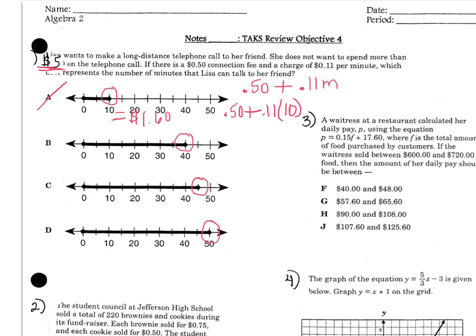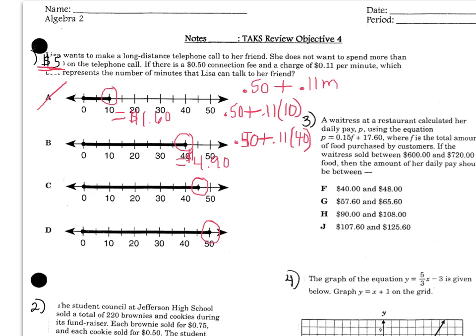If we have 40 minutes, so if she talks for a max of 40 minutes, that means I'm going to plug in 40 minutes for M, so I have 0.50 plus 0.11 times 40. Okay, so if you do that on your calculator, you're going to get $4.90. Okay, well that's pretty close to $5. That might be our answer. But let's look at the other numbers.